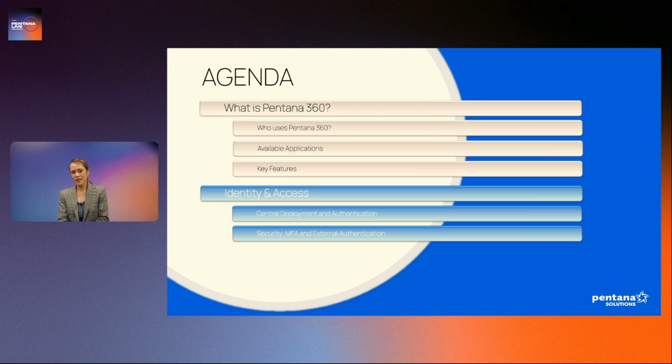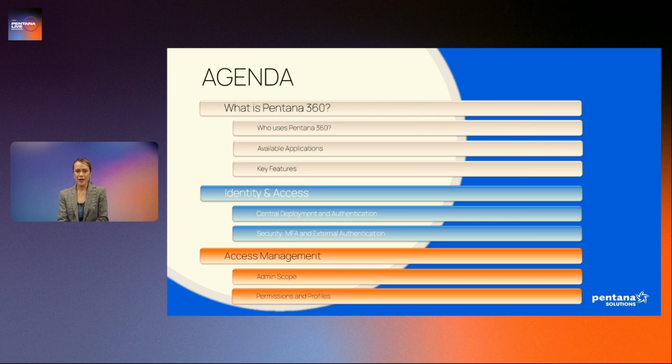Then, in the second half, we'll go deeper into identity and access, how Pentana 360 is centrally deployed, how authentication works, and how we secure access with MFA or external authentication. Finally, we'll focus on access management, admin scope, permissions and profiles, the organization, company, and branch hierarchy, how it works, and what the different admin roles can and can't do.